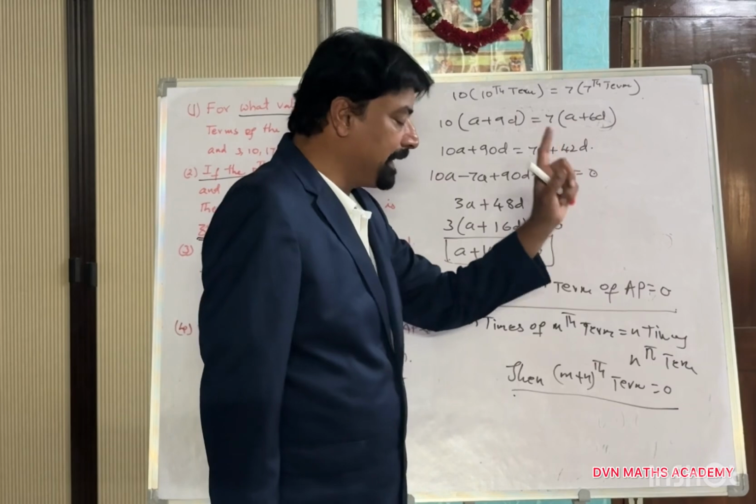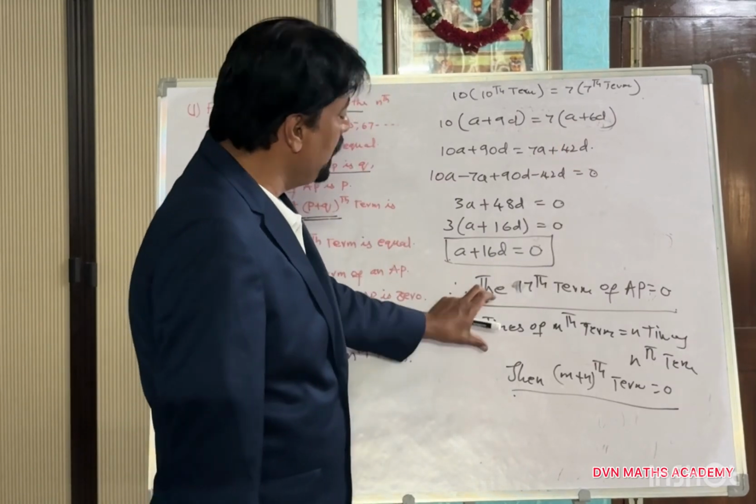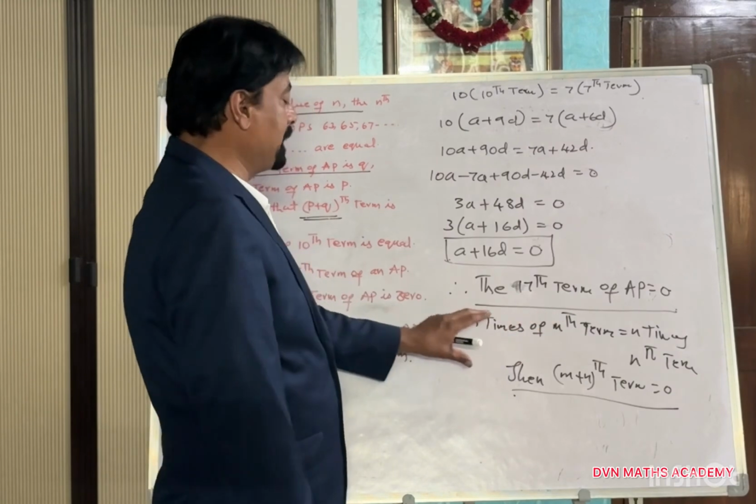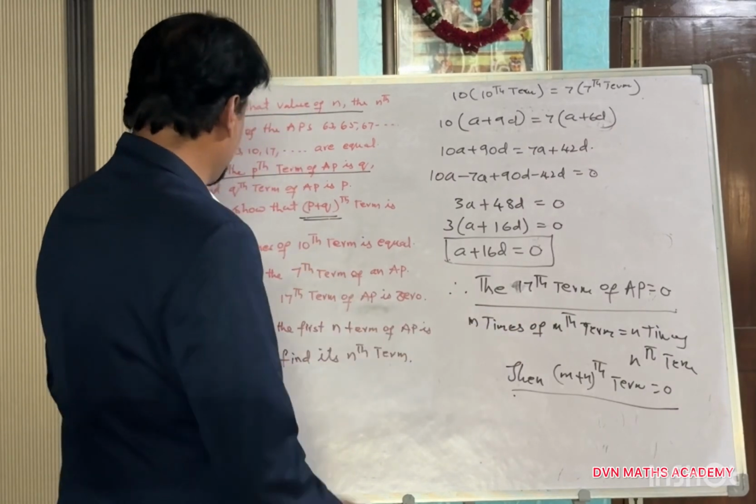Then prove that the m plus nth term is 0. This is the general form. We can prove this also. Sometimes this question will also appear in the exam. That will be explained in the next class.